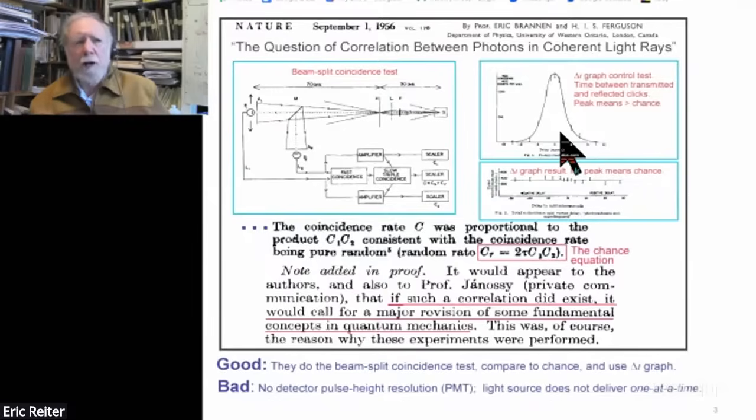light to go to both detectors, it makes a peak in the histogram. The data of their experiment was a band of noise, which is what quantum mechanics would predict. And they admit that if they see something different, it means you have to adjust quantum mechanics.